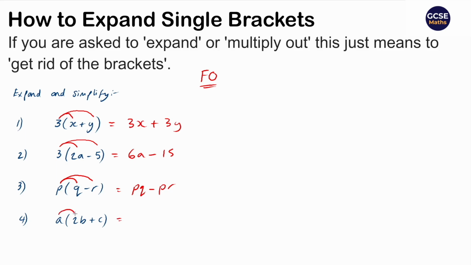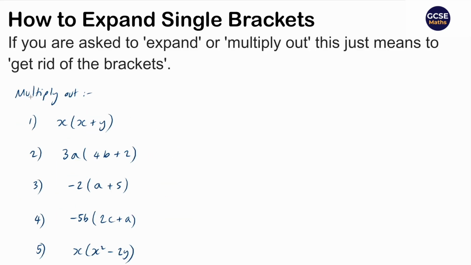This next one, a times 2b is 2ab. Now, when you're dealing with algebra, you normally put the letters in order of the alphabet, so A first, and then A times C is just AC, they're both positive, so it's a positive AC. Remembering firsts and outsides, multiply the firsts, multiply the outsides. Very simple so far. Look at the lines here, it just makes you realise that you're doing each one.